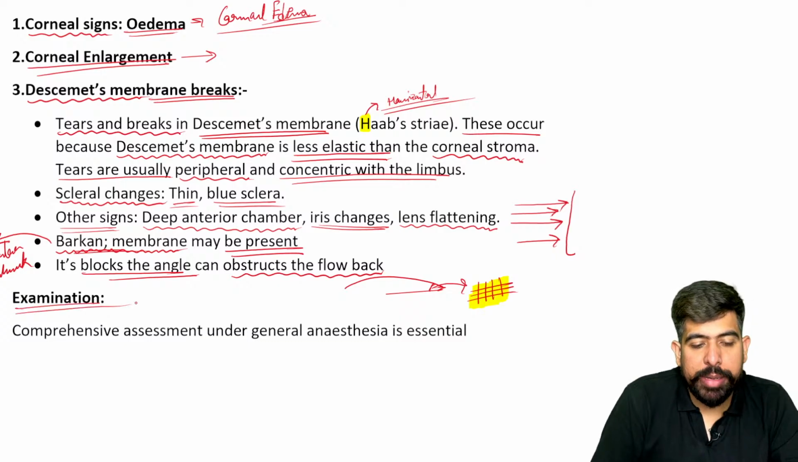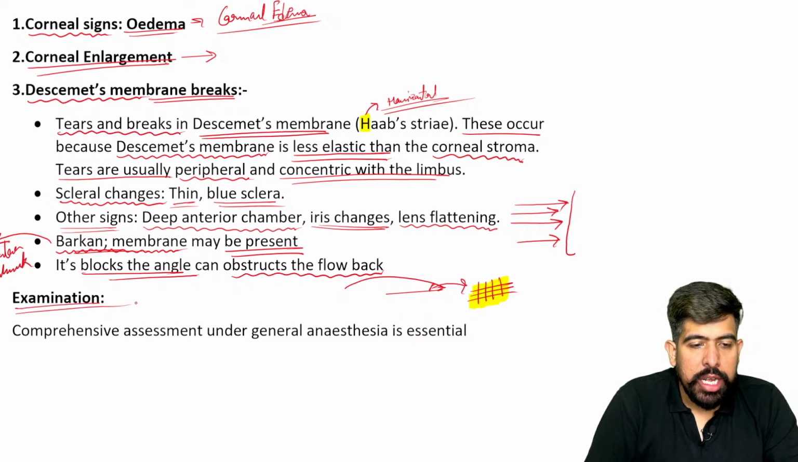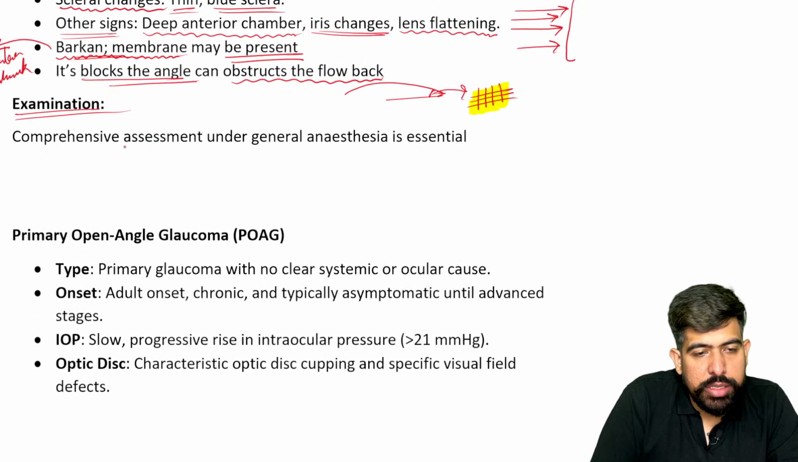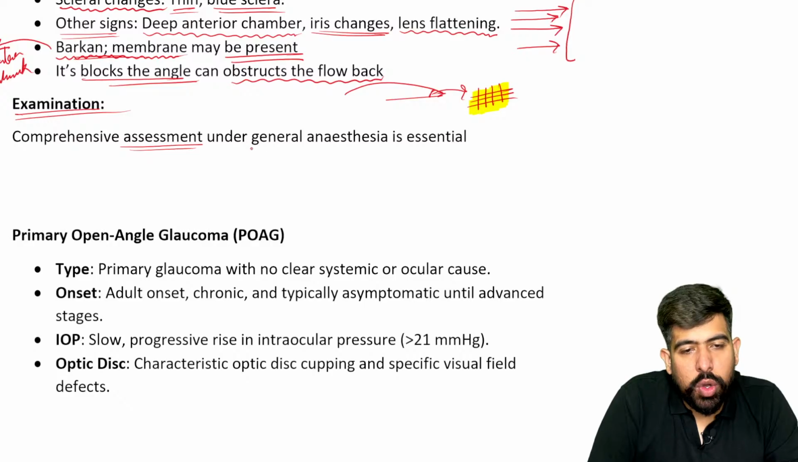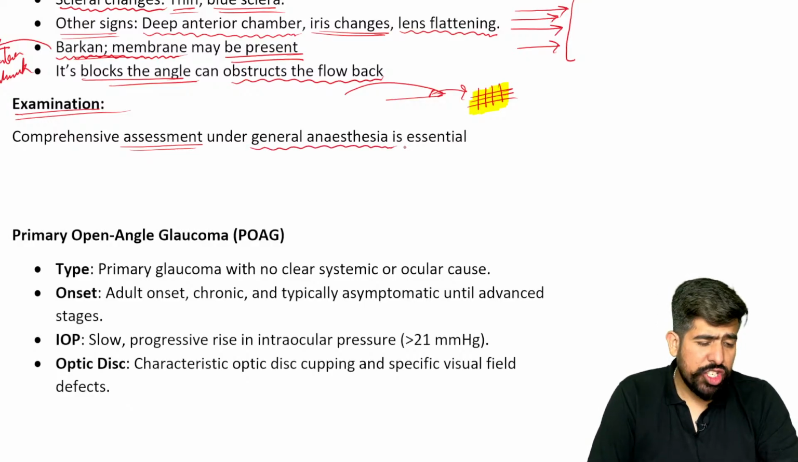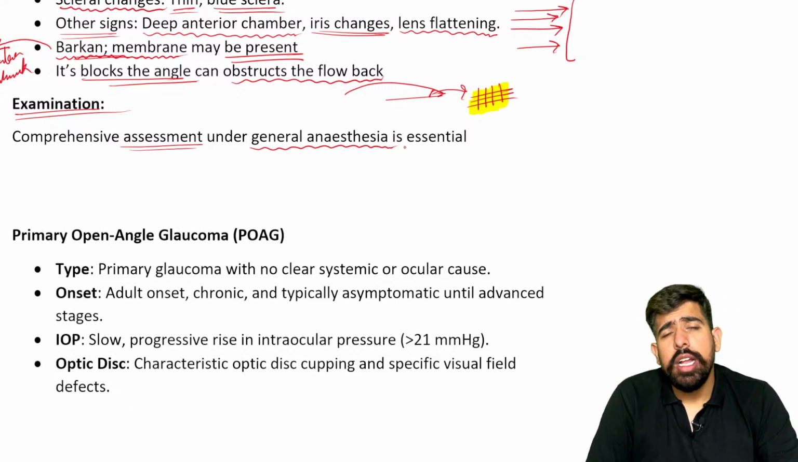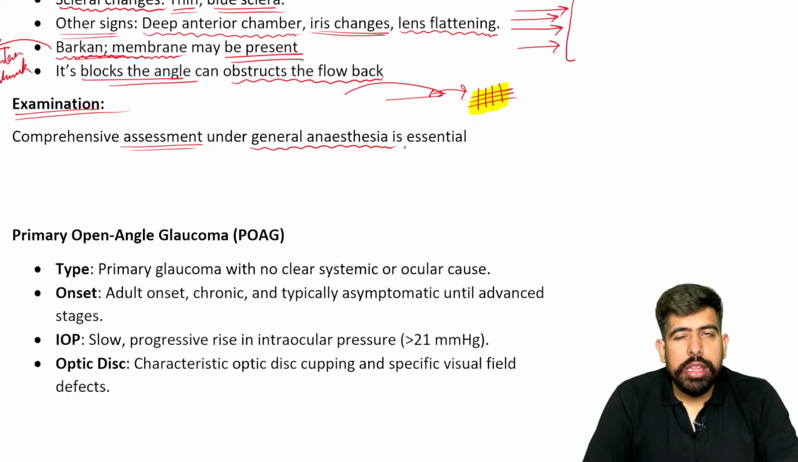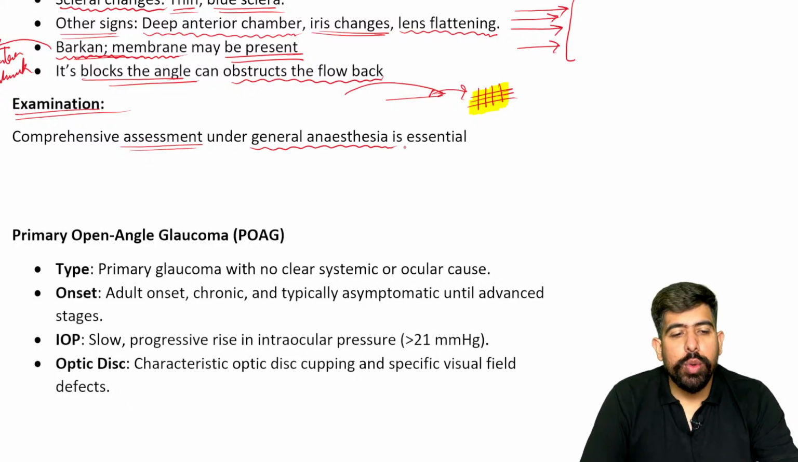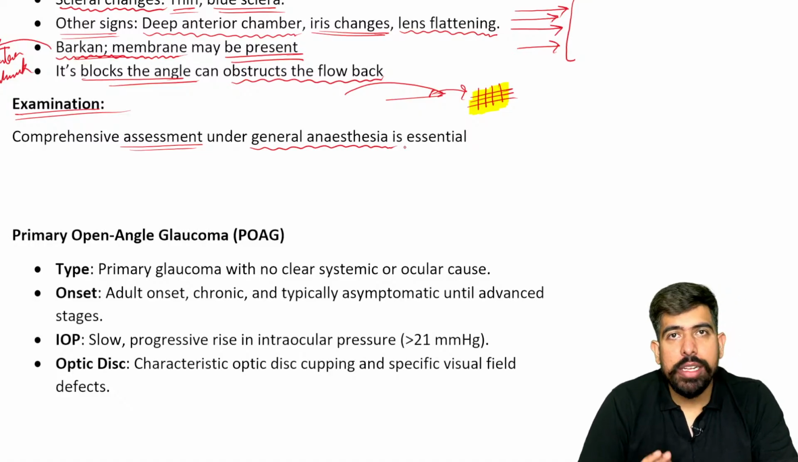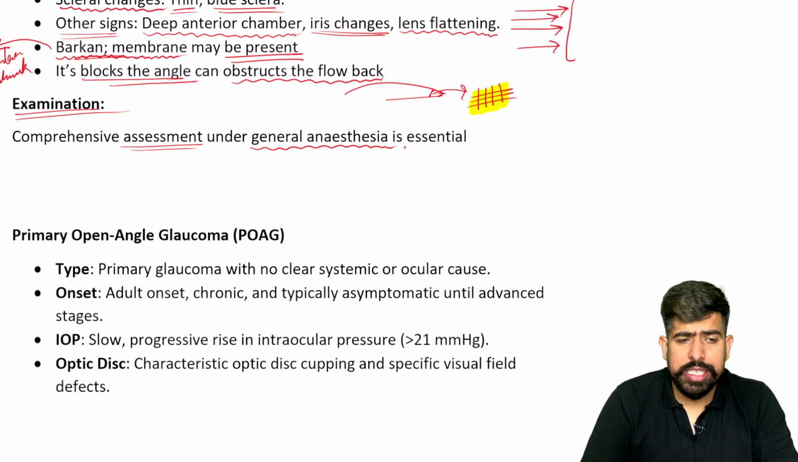What about the examinations, guys? Please remember about it. Here also we have to do a comprehensive examination assessment, and all this should be done under general anesthesia, because the child who has the congenital or developmental glaucoma, less than 3 years of age, is not able to cooperate with all these examinations, right? So that's why we have to do all the initial examinations under general anesthesia only.